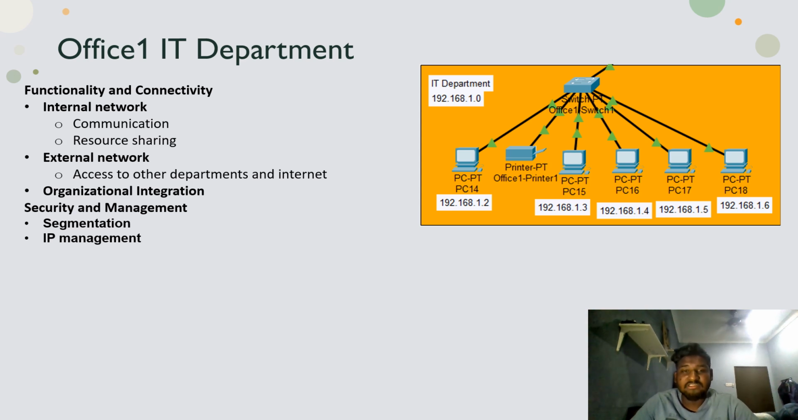Next, I would like to talk about the security management. It is divided into two stages, which are segmentation and IP management. In segmentation, by separating its traffic from the other departments, the IT department's dedicated switch and subnet improve network security and performance. Meanwhile, in IP management, private IP addressing facilitates effective internal network traffic management by preventing conflicts and guaranteeing dependable connectivity.